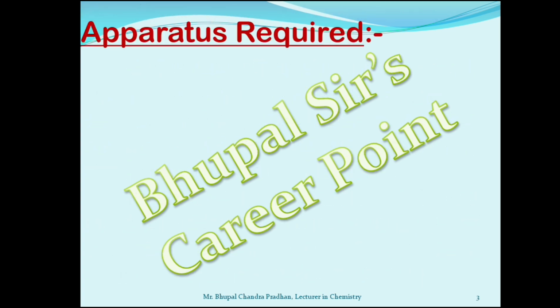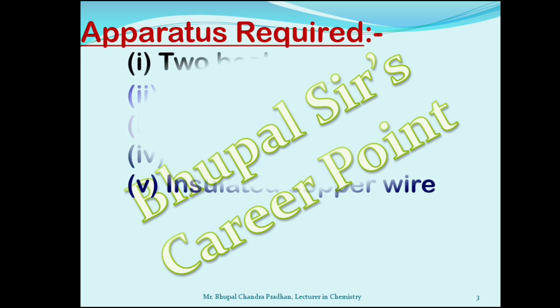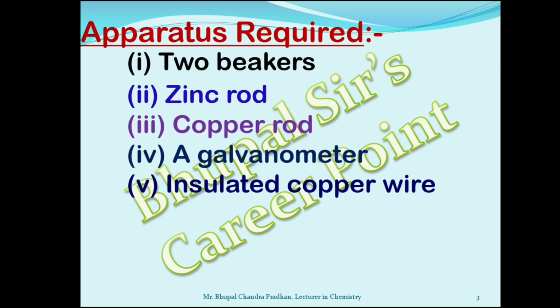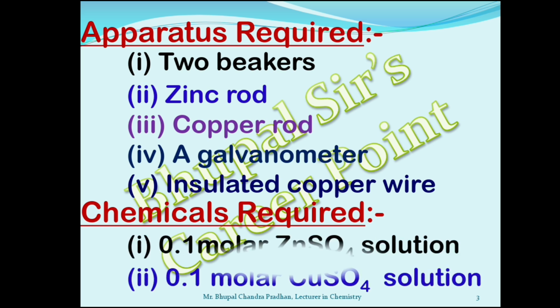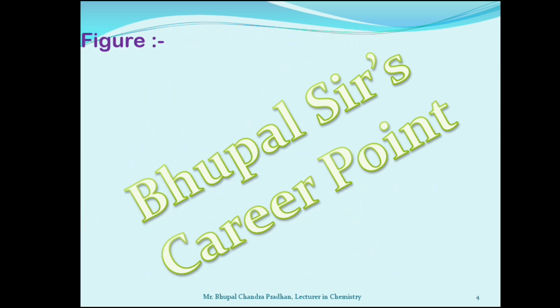Apparatus required for galvanic cell and electrochemical cell: 2 beakers, zinc rod, copper rod, a galvanometer and insulated copper wire. These are the different apparatus required for the construction of the galvanic cell or electrochemical cell. What are the chemicals required? 0.1 M zinc sulfate solution and 0.1 M copper sulfate solution.